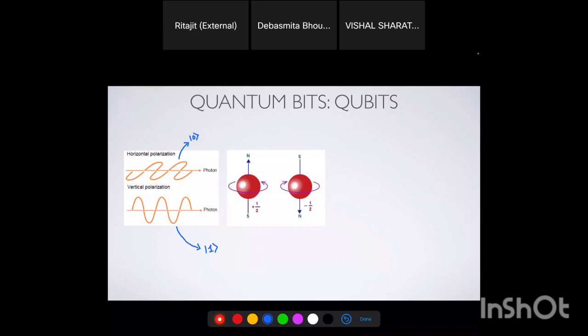So here is one more example. Suppose you have an electron with spin up or spin down. Instead of calling it spin up, we will again just call it 0. Instead of calling it spin down, we will again call it 1.